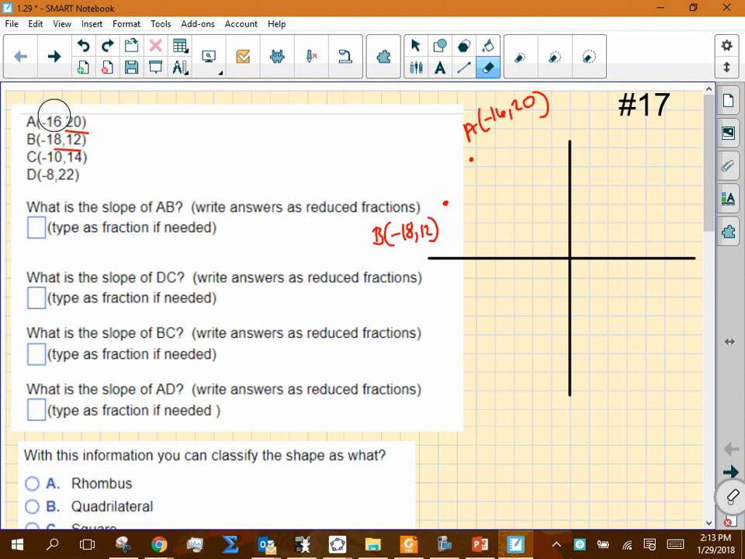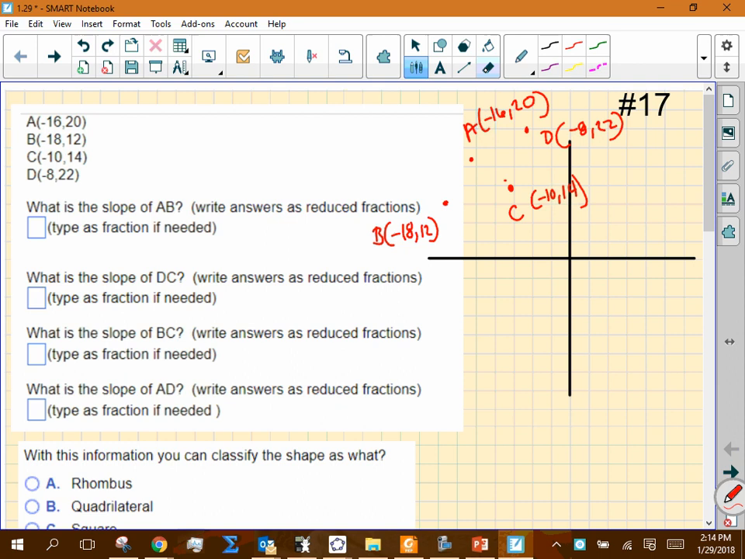Now I'm going to find C, (-10, 14). Well, negative 10 should be to the right of A, right? And now C is 14, so maybe a little bit higher than B. There, good? So C is (-10, 14). Now D is (-8, 22). A little bit in, but way higher than A, and to the right of C. So there's D located at (-8, 22).